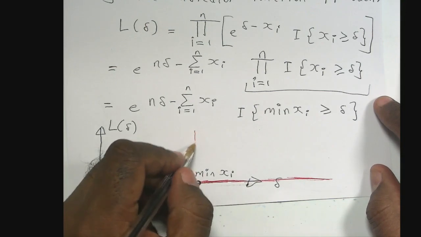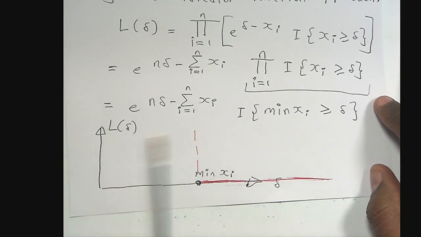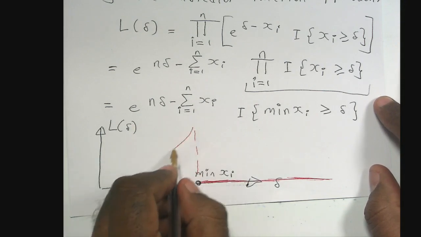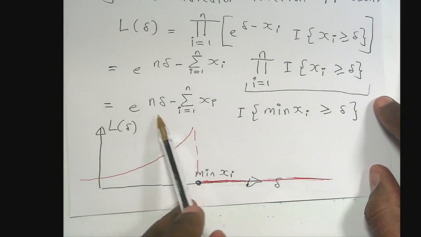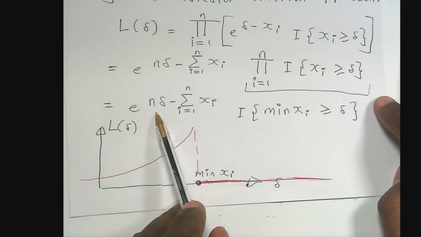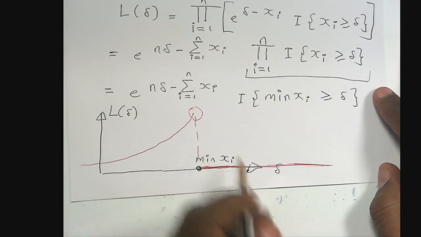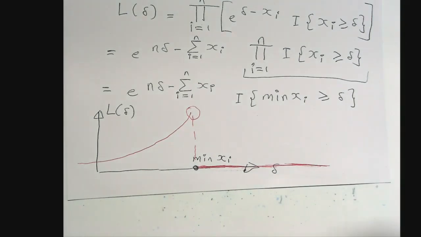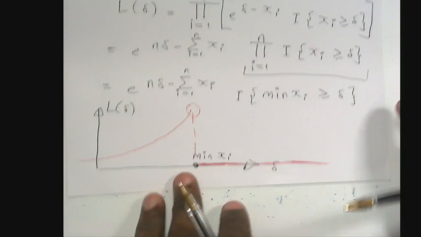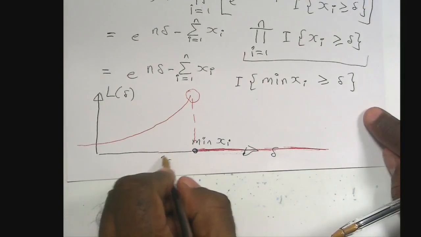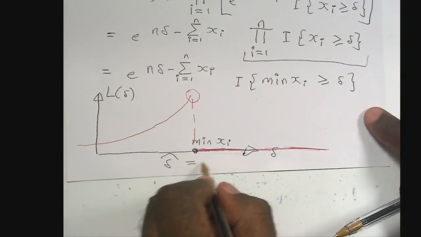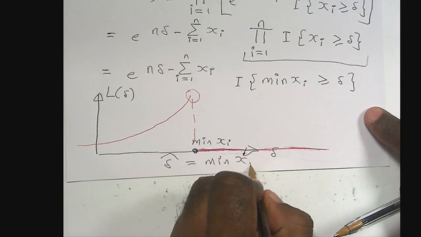Now on this side, how would the graph look like? It will be an increasing function, right? Why is that? Because n is a positive constant. N delta as a function of delta is an increasing function. So your largest point is over here. The largest point of the graph is over here, guys. I'm sure I've done this many times. You should be bored by now. So your MLE for delta is the min of xi.